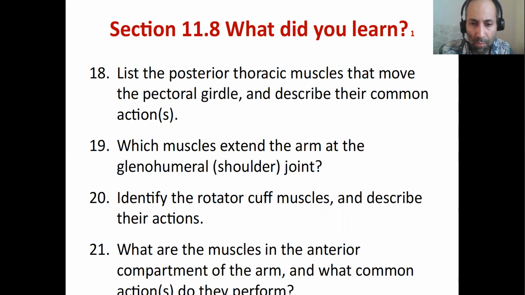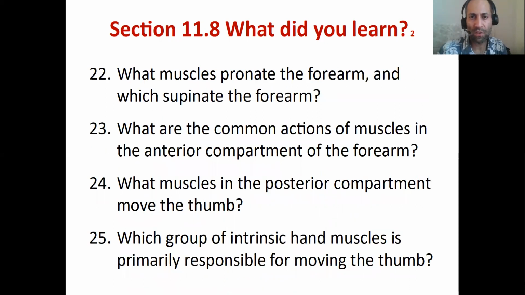What are the muscles in the anterior compartment of the forearm? The flexor digitorum superficialis, the flexor digitorum profundus, pronator teres, palmaris longus. What common actions do they perform? They cause flexion of the wrist, this. What muscles pronate the forearm? The pronator teres and the pronator quadratus. And which supinates the forearm? It's simply called the supinator muscle. What are the common actions of muscles in the anterior compartment of the forearm? Wrist flexion and arm flexion.